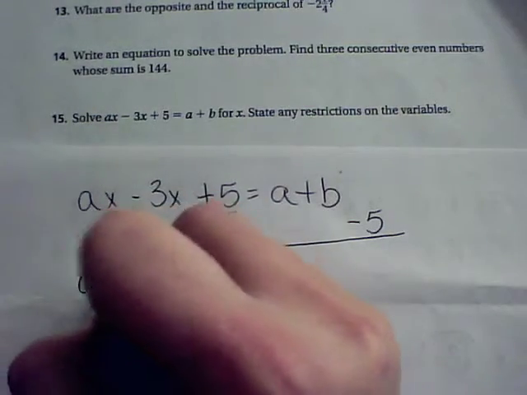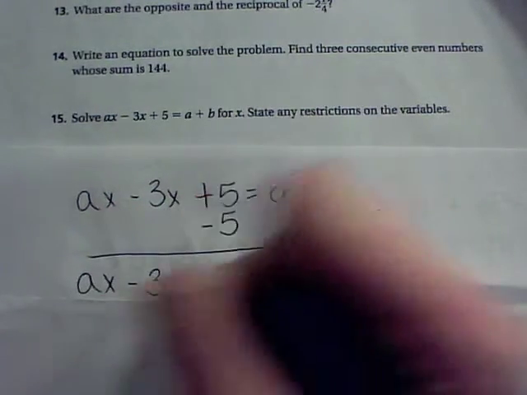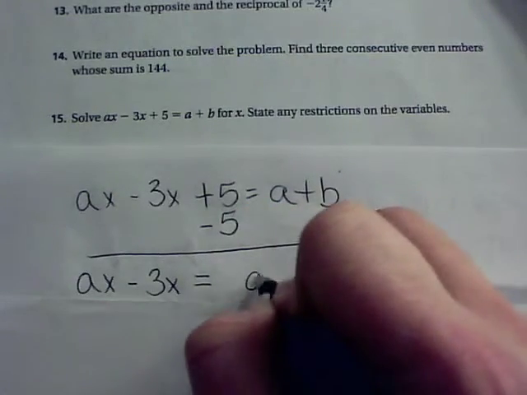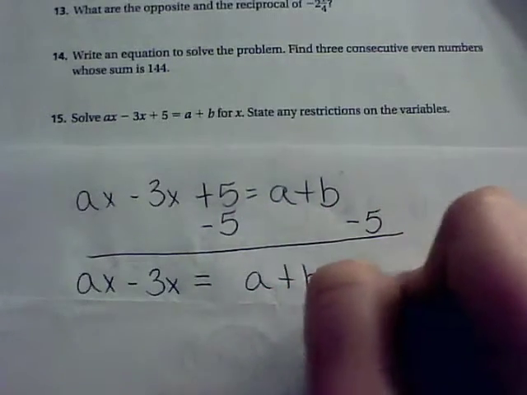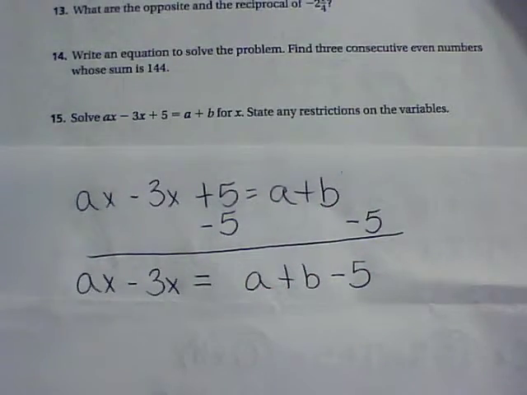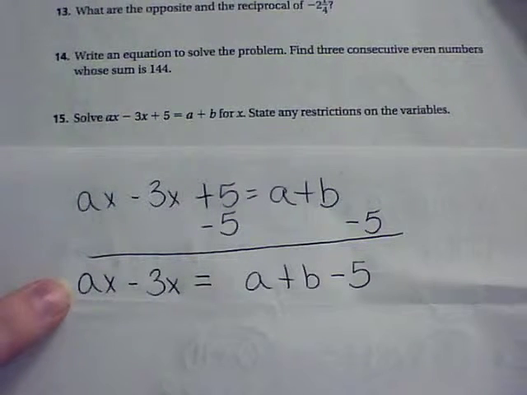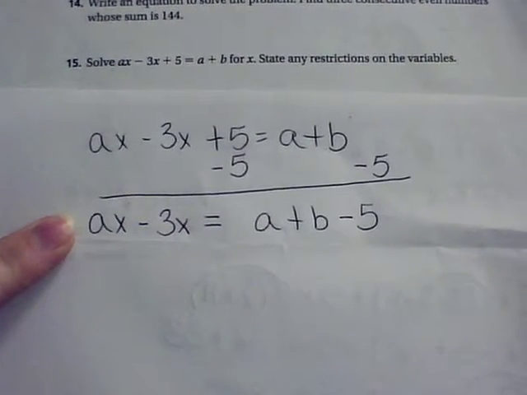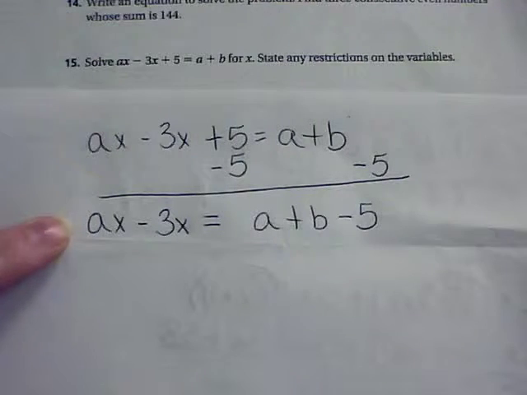Okay. ax minus 3x equals a plus b minus 5. Now, what can I do? Notice I'm multiplying a times x and 3 times x. Could I factor those out?